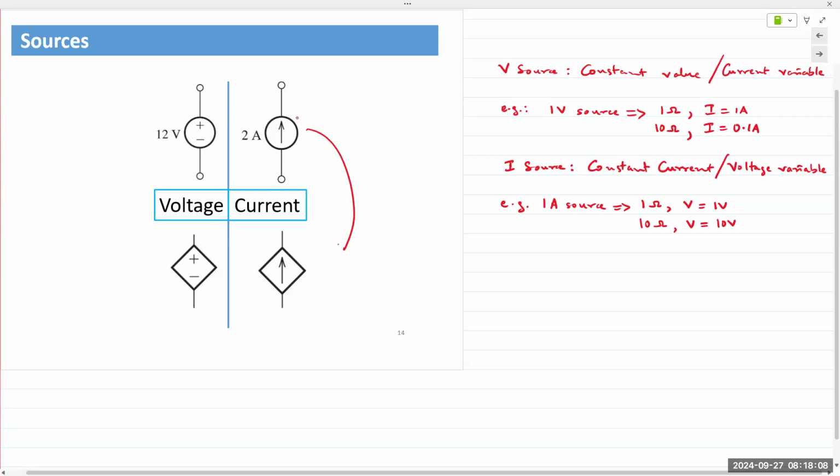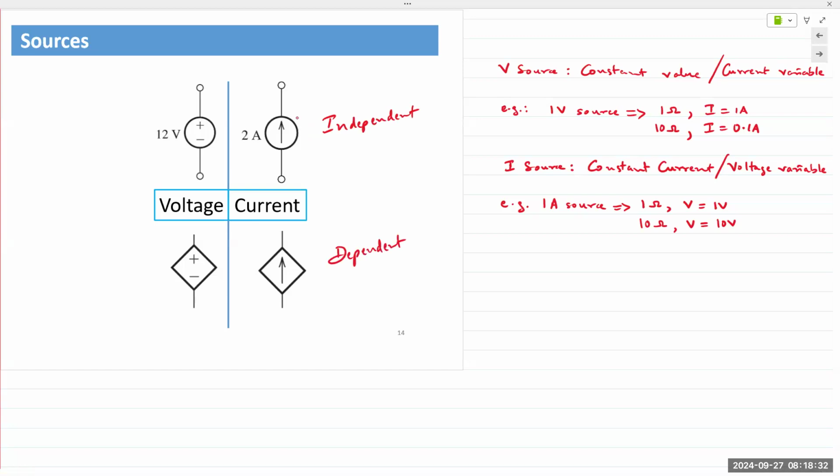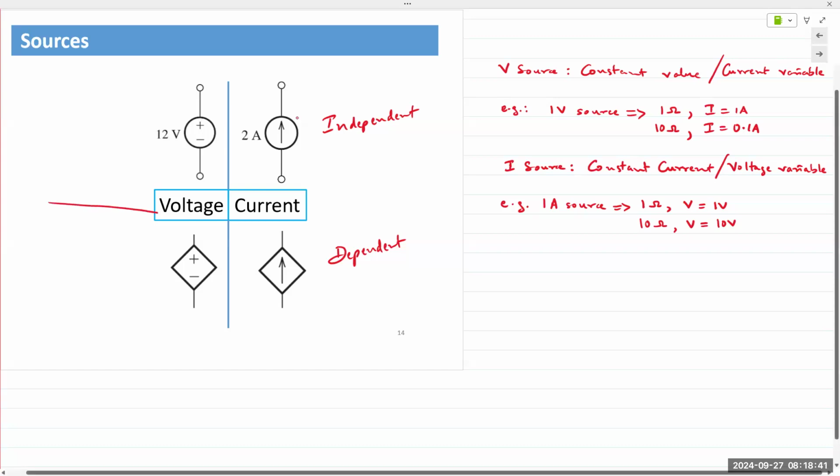Difference between these two. If it's a circle, it's an independent source. If it's a diamond, it's dependent. And of course, plus and minus refers to the voltage. An arrow through the source means it's a current source. So these two are independent sources. Let's draw a line right there. Okay. Independent and dependent sources.